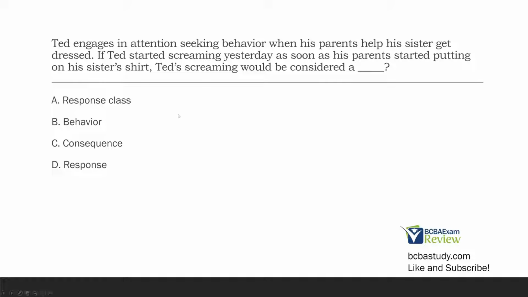Because if we look at B, behavior, we know he engages in attention-seeking behavior. Is one instance of screaming a behavior? No, it's a response. One instance of this behavior is going to be a response. So Ted started screaming is just a response. The behavior encompasses everything. The screaming is just a single response. And when we look at D, that's what we're looking for. It's obviously not a consequence, because it is a response. It's a response to the antecedent of the parents putting on his sister's shirt.